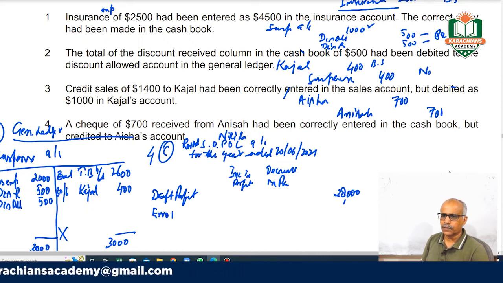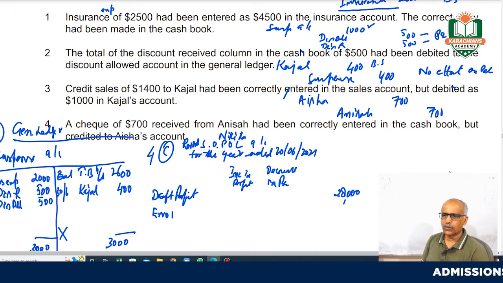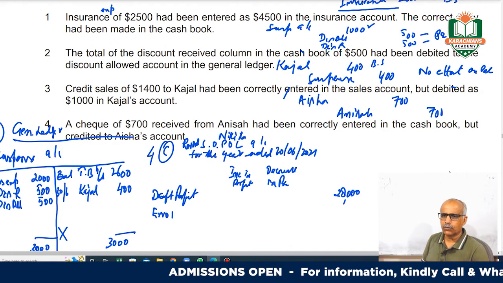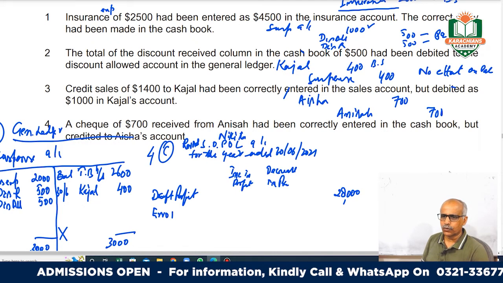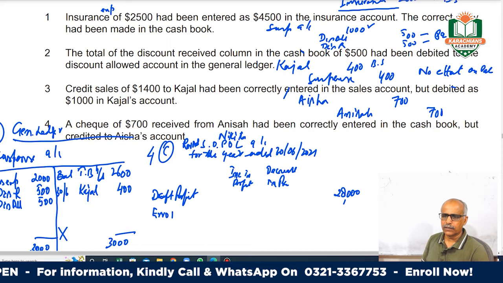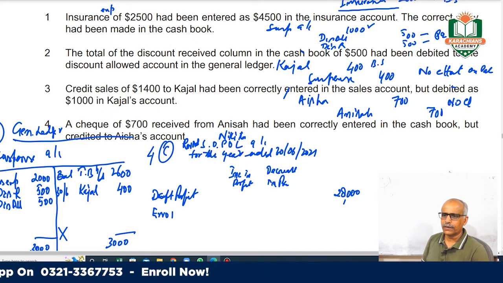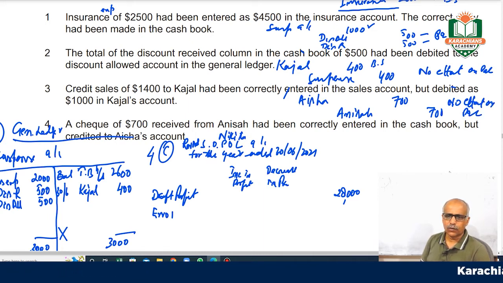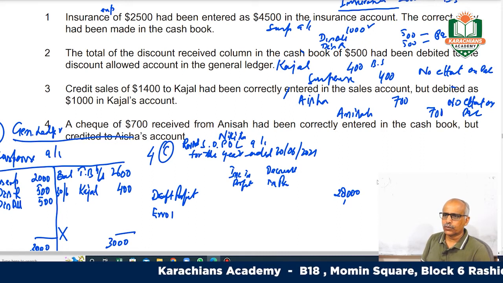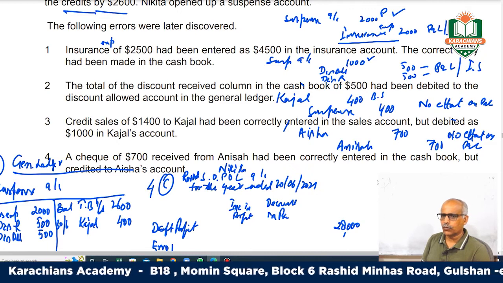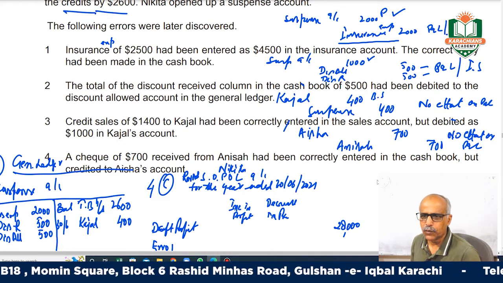So then it means no effect on P&L, on your income statement. Here the same customers' accounts are involved, so no impact on P&L. So this also will have no effect on P&L, right? So these two entries will have no effect, we can see the entries. Okay, so now see what you are doing here in error number 1.